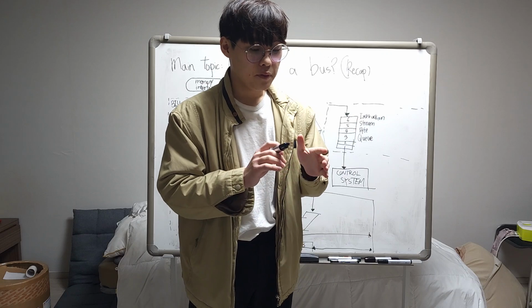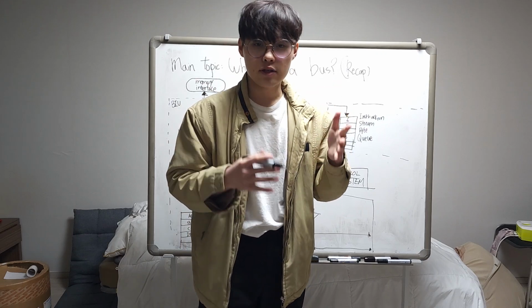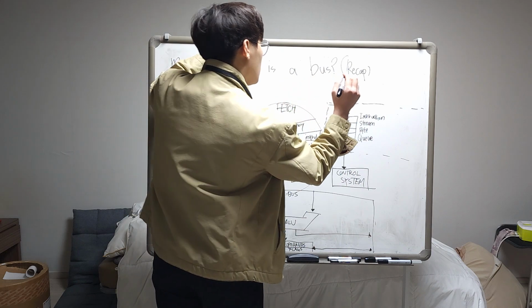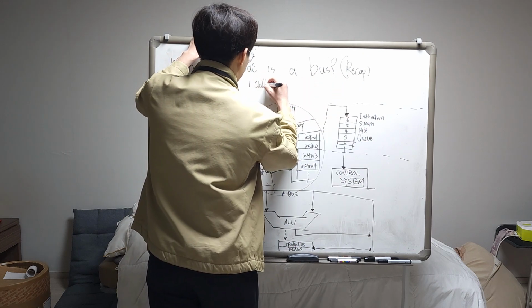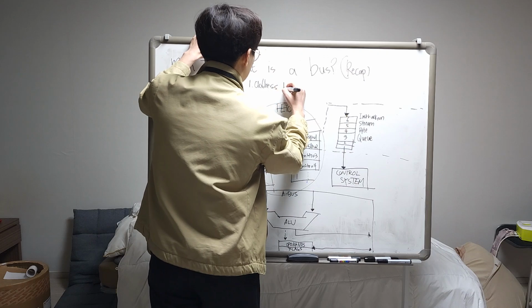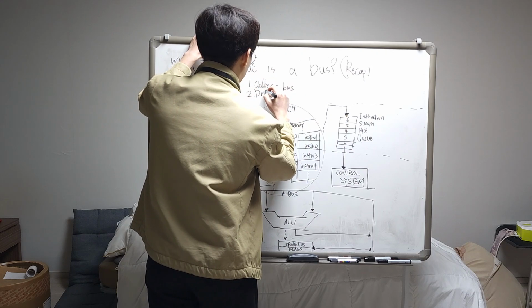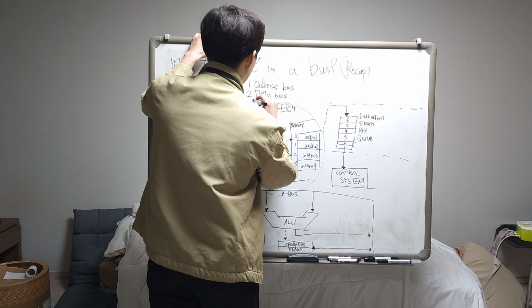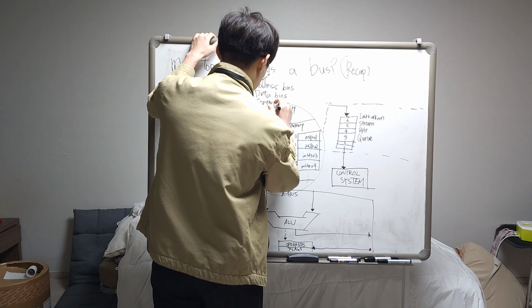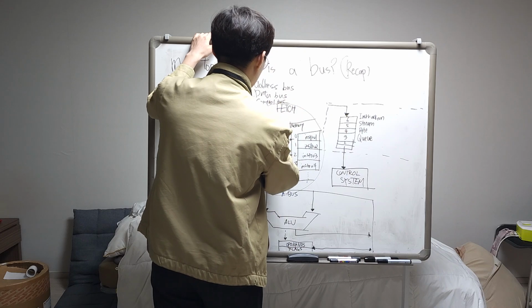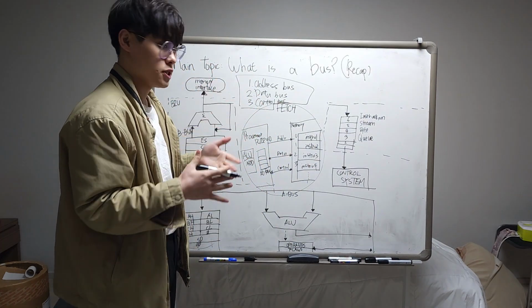And the bus can be divided into three buses. The first is the address bus, the second is the data bus, and the third is the control bus. And these are the types of bus.